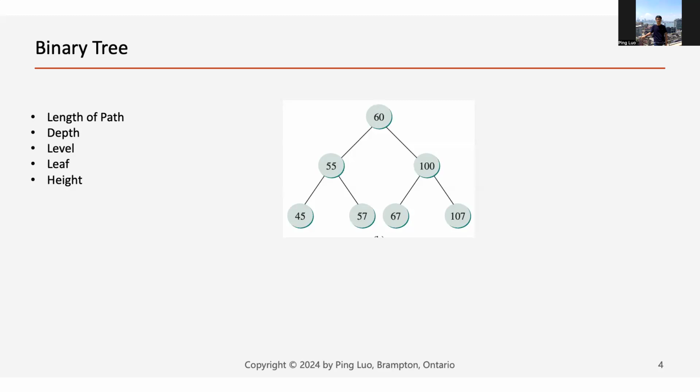And also the height, for example, of this tree, the height is the maximum level. This tree's height is 2. But if, for example, 67 had another node here, although all these nodes don't have children, the height of this tree would increase to 3 because of that additional node. So height is the maximum level in this tree.